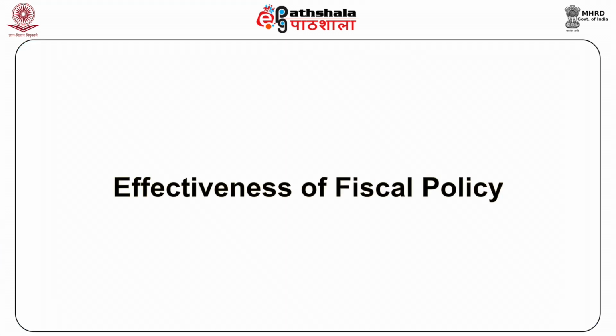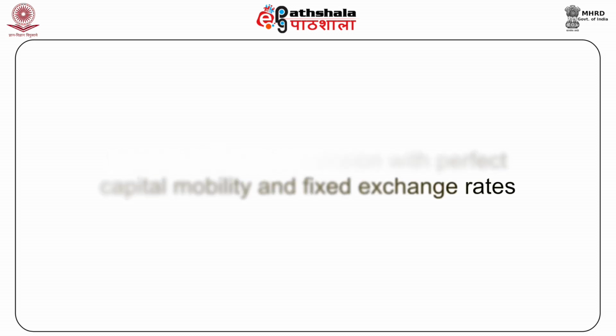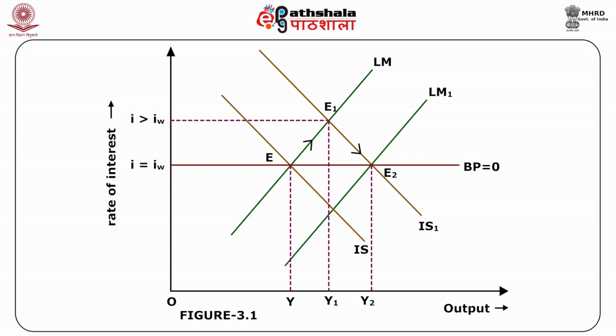Effectiveness of fiscal policy. First, impact of fiscal expansion with perfect capital mobility and fixed exchange rates. From this graph, you can see the initial equilibrium is at E. When we say there is fiscal expansion, it implies either a cut in tax rate or an increase in government expenditure. You may recall from our discussion in the previous modules, if there is an increase in government expenditure or a cut in tax rate, this will lead to an increase in aggregate demand and shift the IS curve towards the right. This rightward shift will bring the economy to E1.